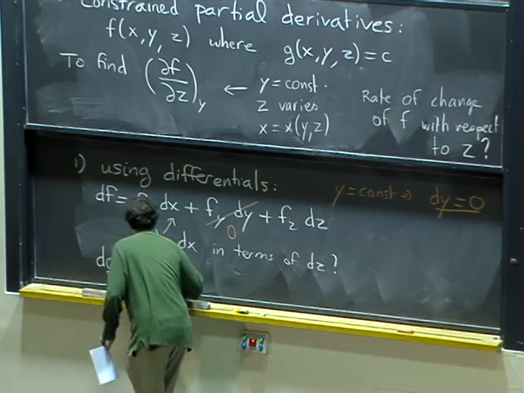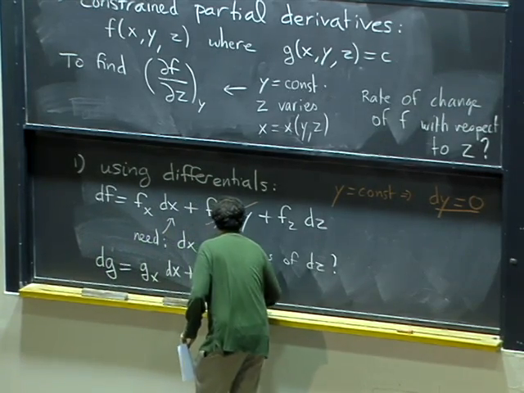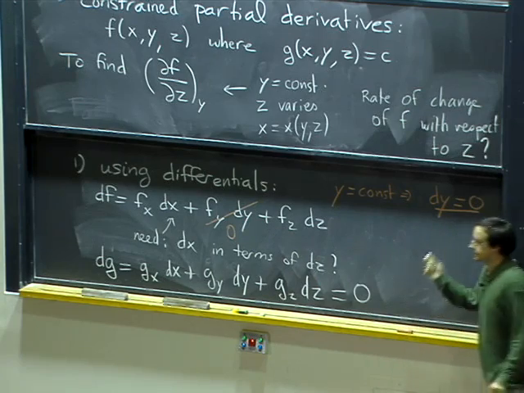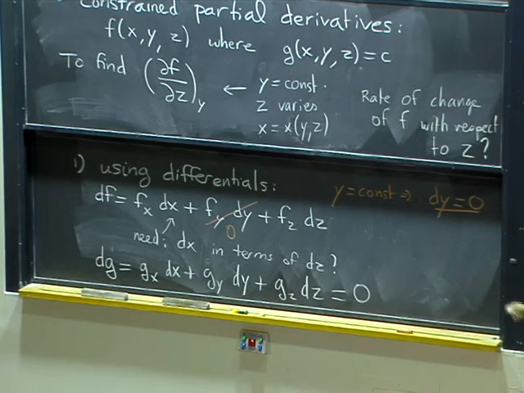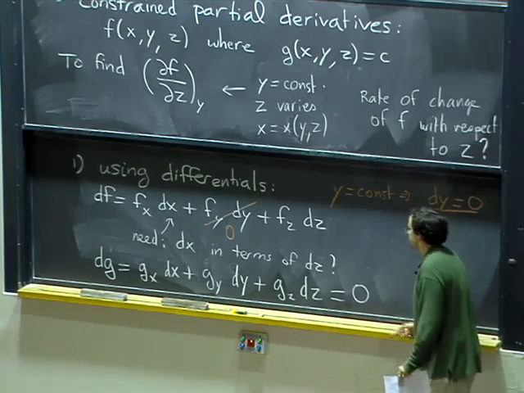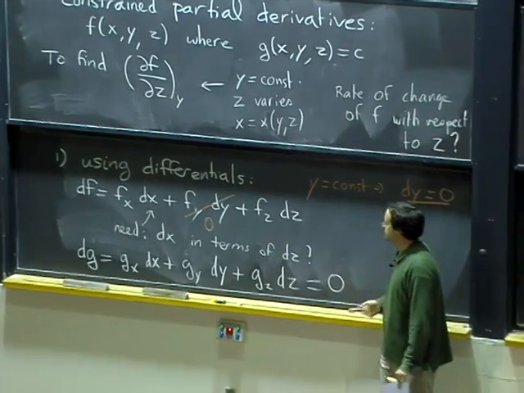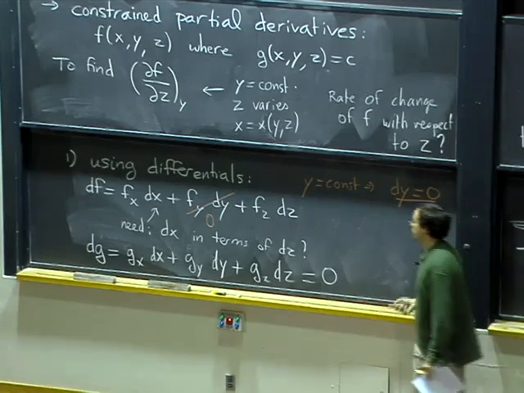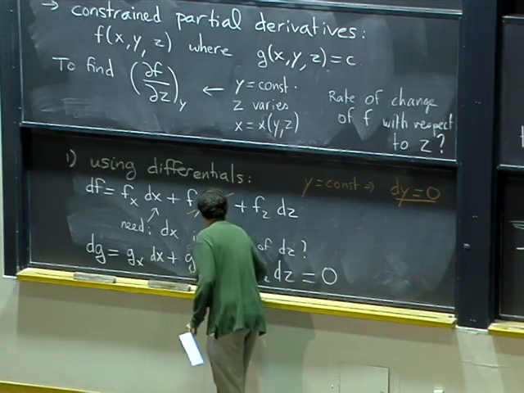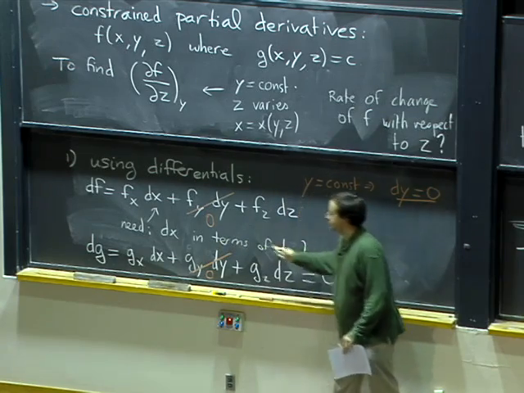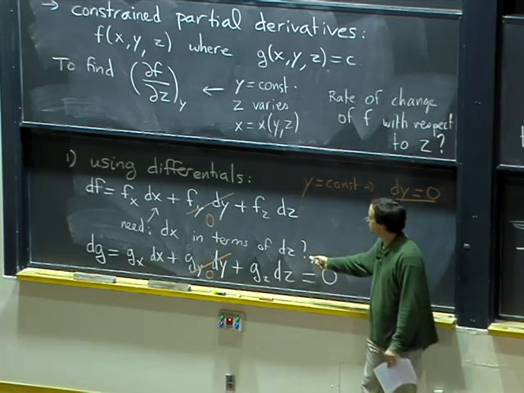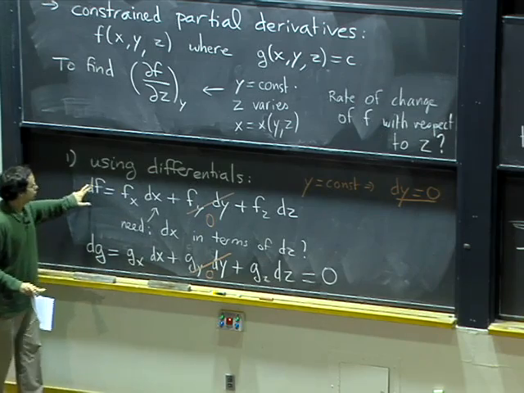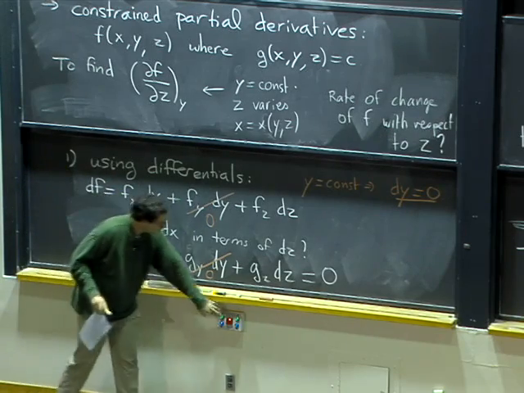So dg is g sub x dx plus g sub y dy plus g sub z dz, and that's 0 because we are setting g to always stay constant. So g doesn't change. If g doesn't change, then we have a relation between dx, dy, and dz. Well, in fact, we said we are going to look only at the case where y is constant. So y doesn't change. This becomes 0. Well, now we have our relation between dx and dz. We know how x depends on z. And when we know how x depends on z, we can plug that into here and get how f depends on z. Okay, let's do that.